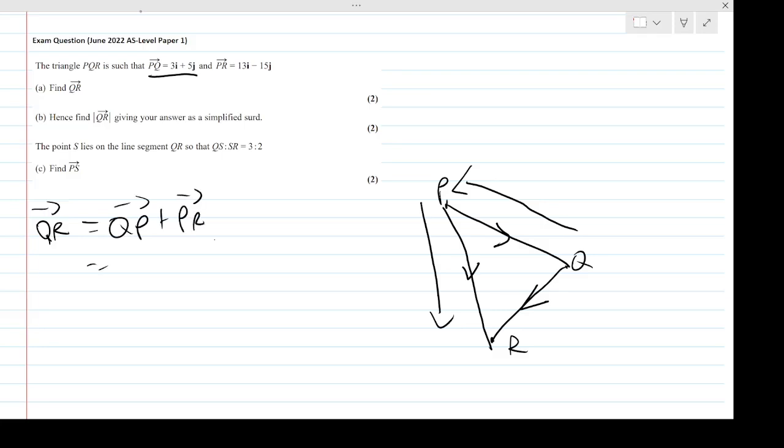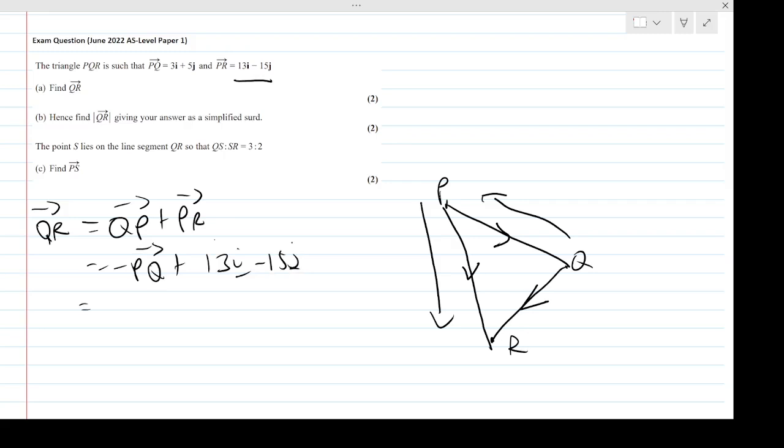Well, Q to P: I know P to Q is 3i and 5j, but that's PQ. That'd be that way. I want to go the other way, from Q to P instead. So it's going to be the negative of PQ, add PR. Now PR is 13i minus 15j.